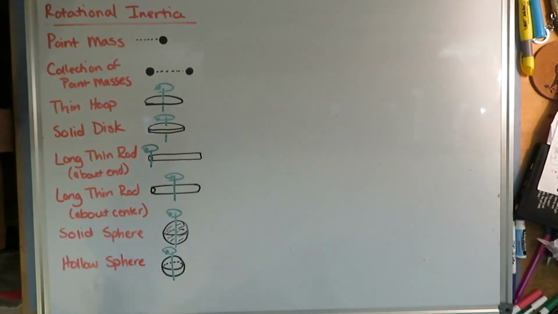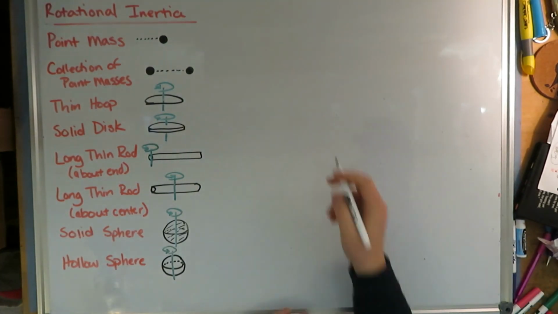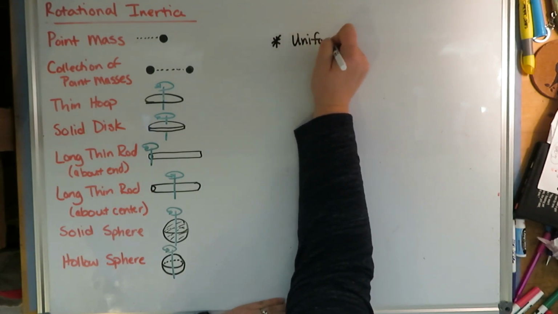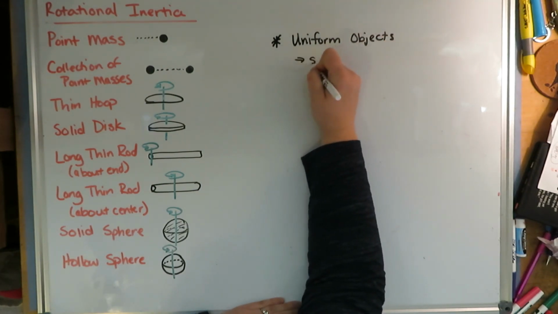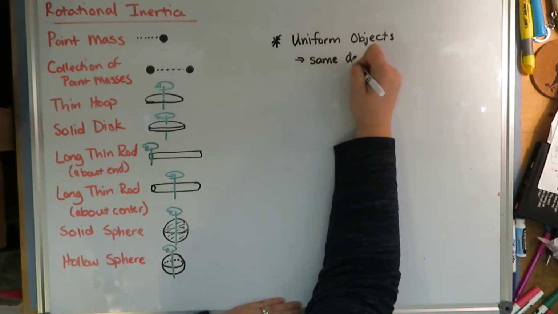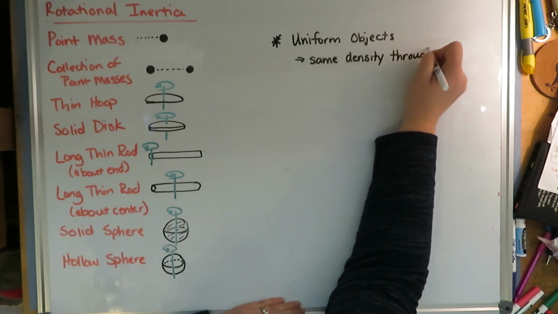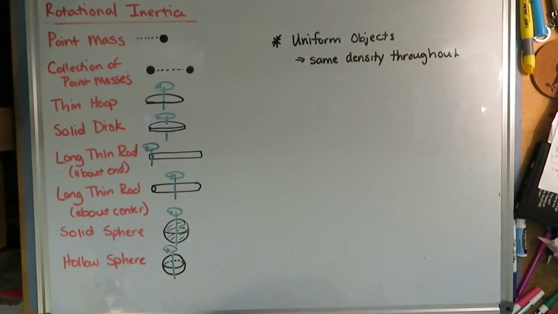All right, so I'm going to talk about the rotational inertia of regularly shaped objects. A couple of things about these formulas. The first thing is they only apply to uniform objects. Uniform means they have to have the same density throughout, at least according to their shape. So obviously a hollow sphere is not going to have the same density throughout, but basically it's going to have the same density throughout its surface area, and the center would be hollow.